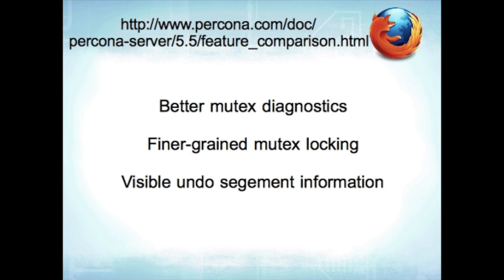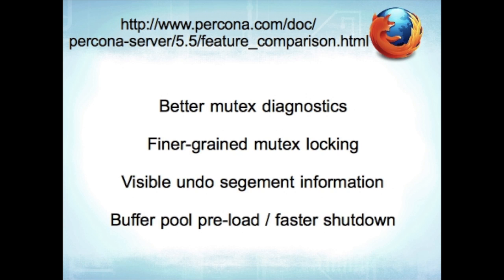So you can actually see some of the stuff in the undo log, in the undo segments. And it has a buffer pool preload and a faster shutdown. This is something that is very important to people, faster shutdown. Also, buffer pool preload means that you can shut down Percona Server and start it back up again, and you don't have to worry about the InnoDB buffer pool cache reloading, right? It's not going to be a cold cache. It's going to be pre-warmed. And you basically can export it and import it. So that's a huge, huge benefit, which is now in 5.6, I think, too.